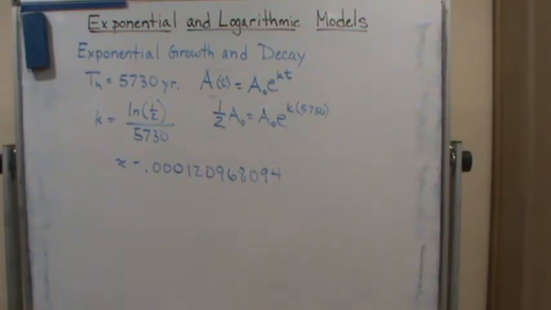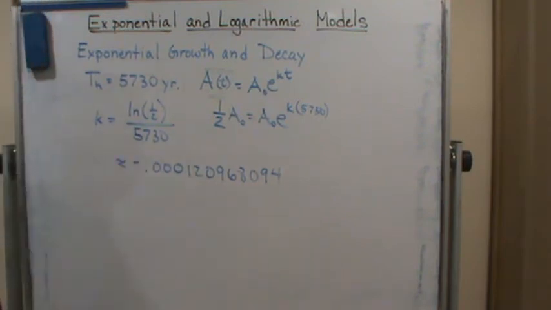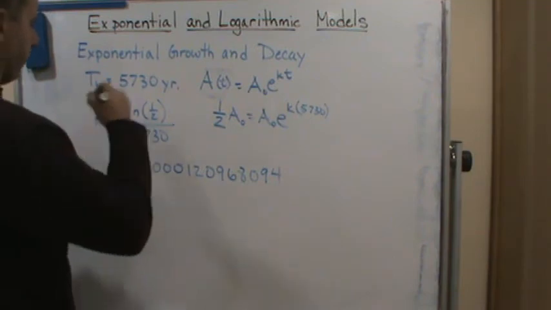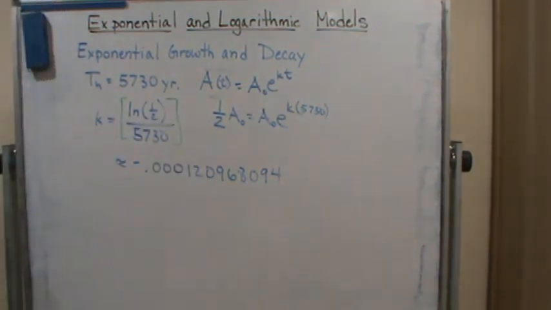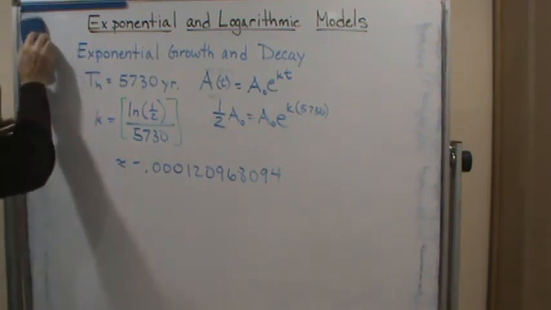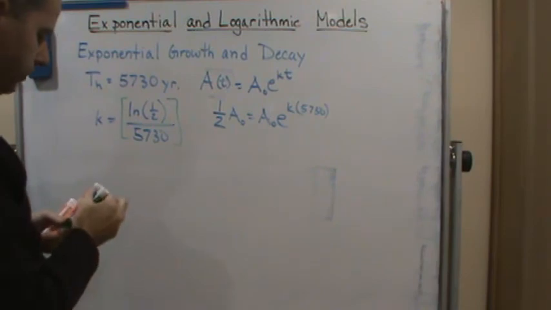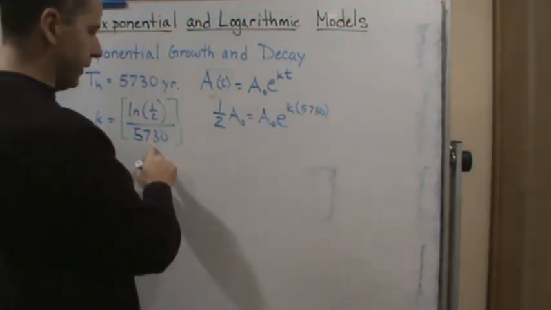Now instead of using this approximation, I can just stick this whole thing in there, right? I could just stick this whole thing in the equation. So let's do that. That'll be a much better approximation. I don't have to worry about round off error. So now I'm going to stick this in for k.